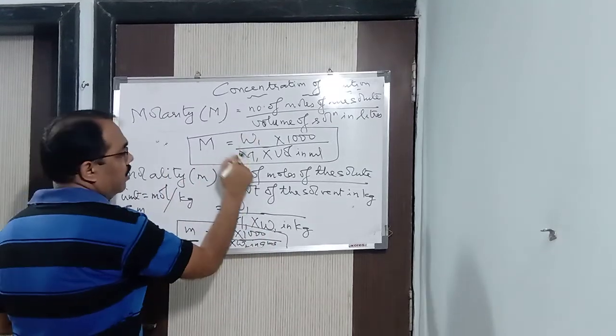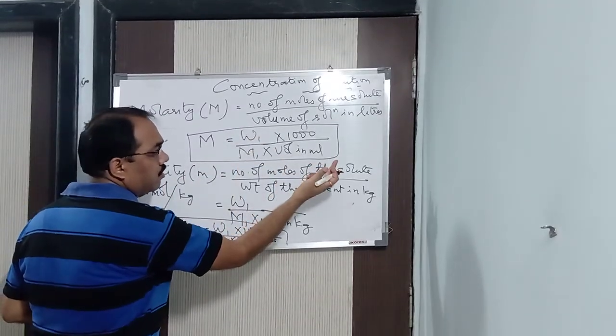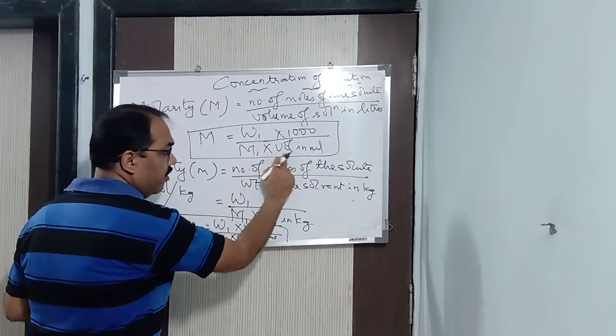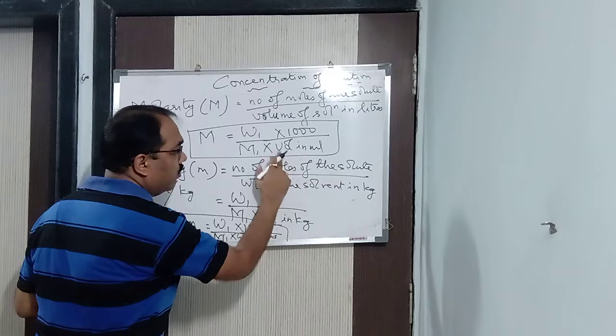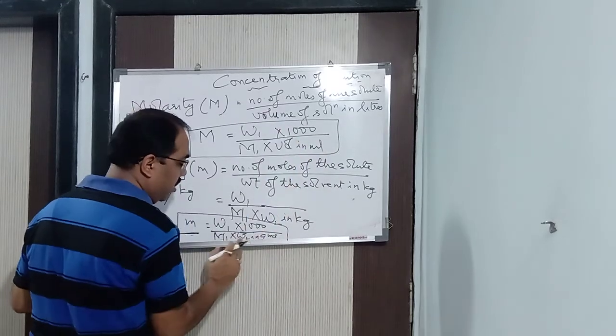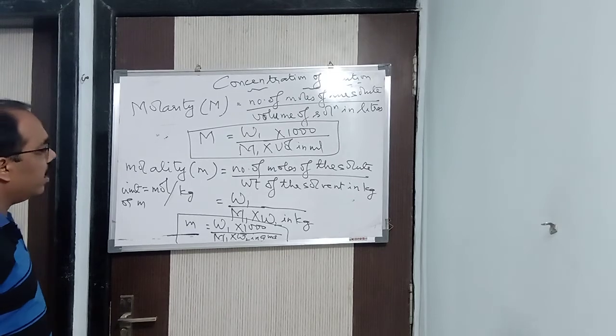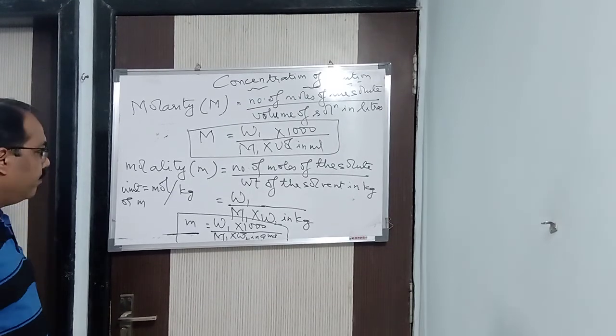Here also the same thing. This is in moles and volume is in liter, so moles per liter. If the volume is given in ml, I have to convert into liter. How will I convert? By 1000, so it becomes into 1000. Are you following what I am saying? In this way, we got the formulas of molarity and molality.